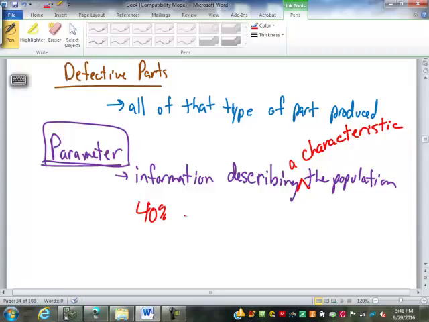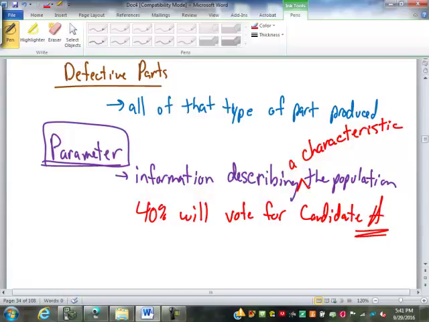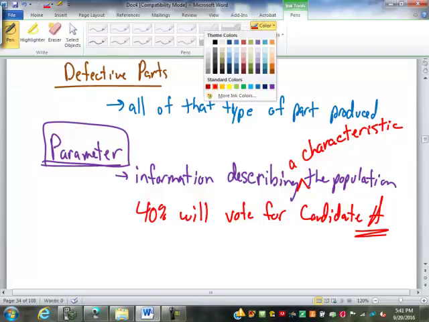Let's say 40%. I'm sorry, there's a reason I'm a math teacher. 40% will vote for candidate A. We're trying to describe the population with this, a characteristic of the population. That's a parameter.